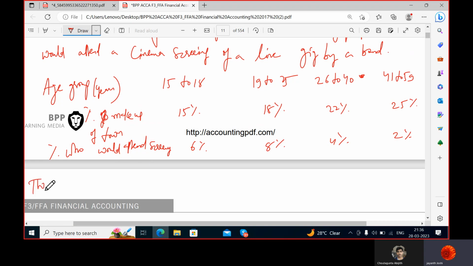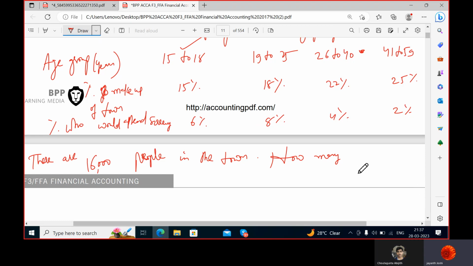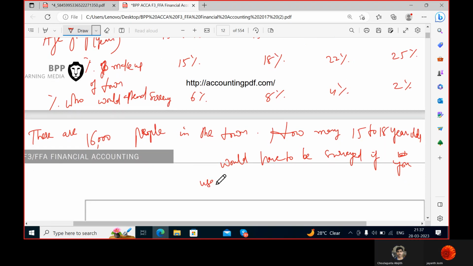Now, see one more information I'm giving you. There are 16,000 people in the town. So I'm asking you how many. So I'm taking just one. I'm not considering all the clusters. I'm picking just one of the clusters. With this, I will try to find out my opinion, I'll try to draw some conclusion. So how many 15 to 18-year-olds would have to be surveyed if you used cluster sampling?